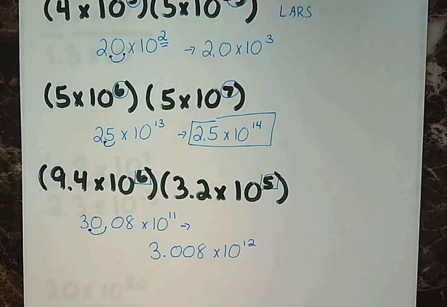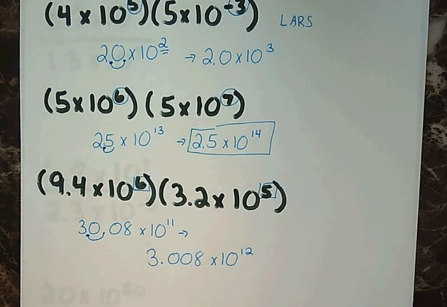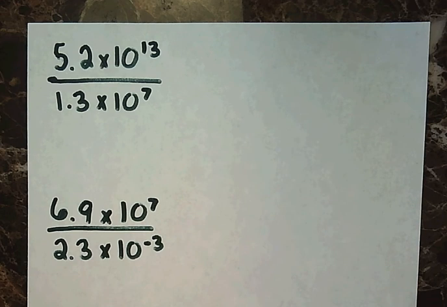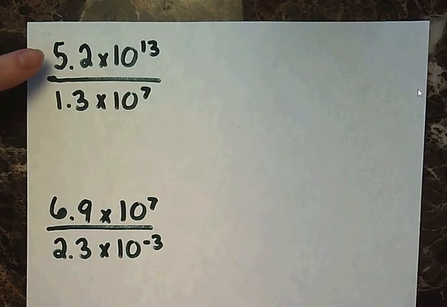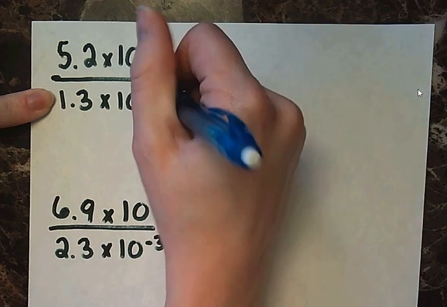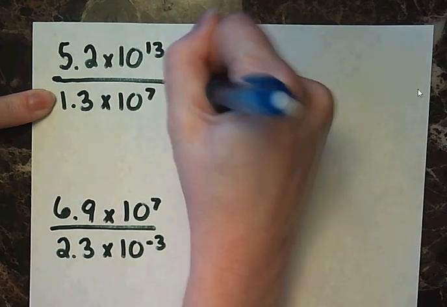So you'll always want that proper scientific notation at the end. Okay, let's take a look at some dividing scientific notation. So here we have 5.2 times 10 to the 13th divided by 1.3 times 10 to the 7th. Now because we're dividing, we want to divide those two. So 5.2 divided by 1.3, which would be 4 in this case.